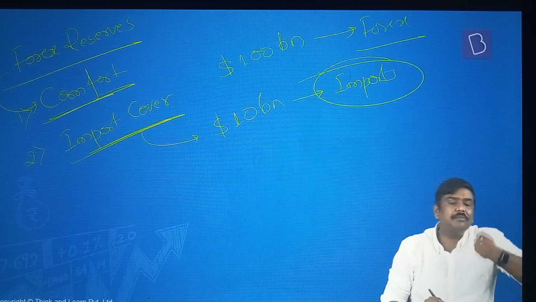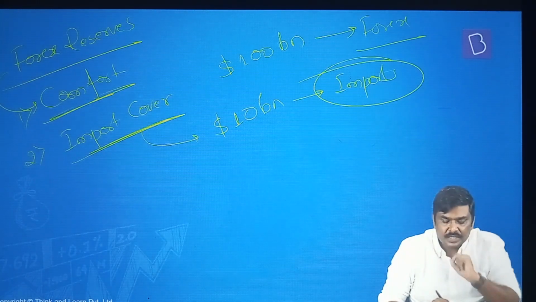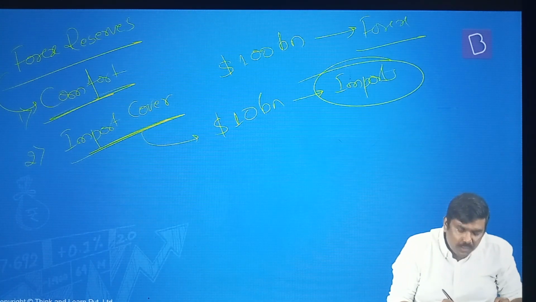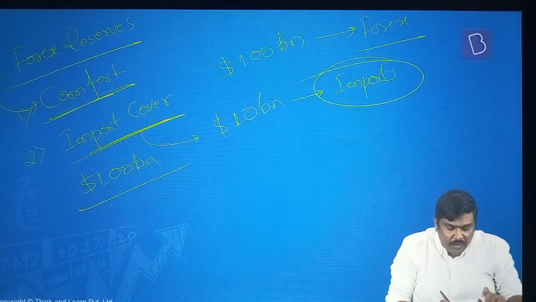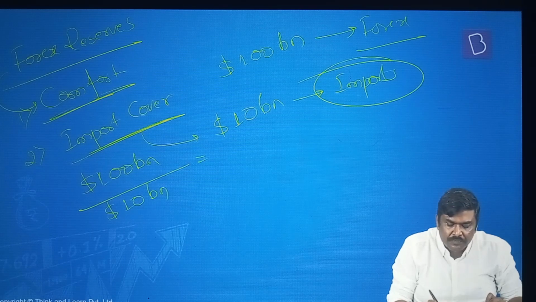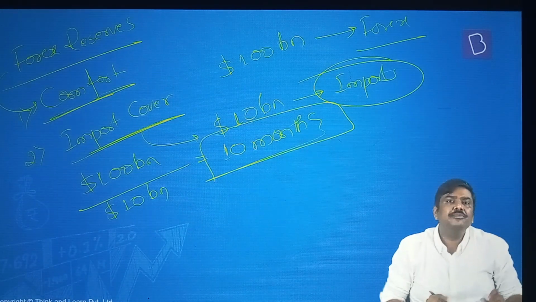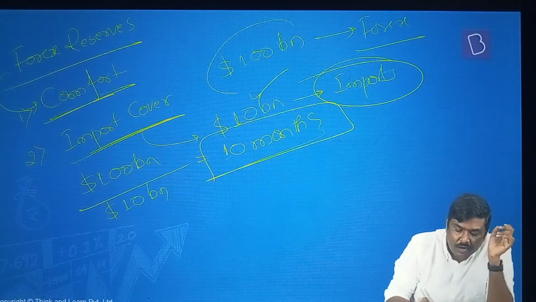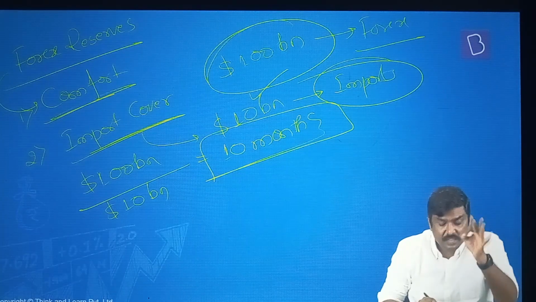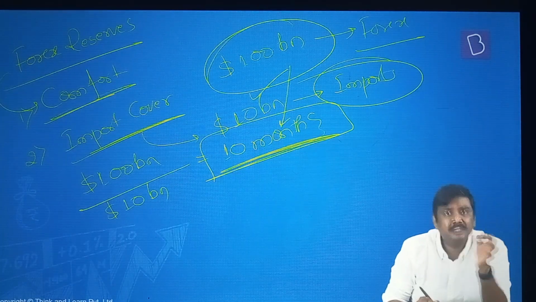And monthly they are importing $10 billion worth of goods and services. So the import cover will be total forex reserves, that is $100 billion, divided by the value of monthly imports, $10 billion. So import cover will be 10 months. Essentially, it indicates that if I continue to import monthly like this, the amount of forex reserves will be sufficient to pay for 10 months of imports.